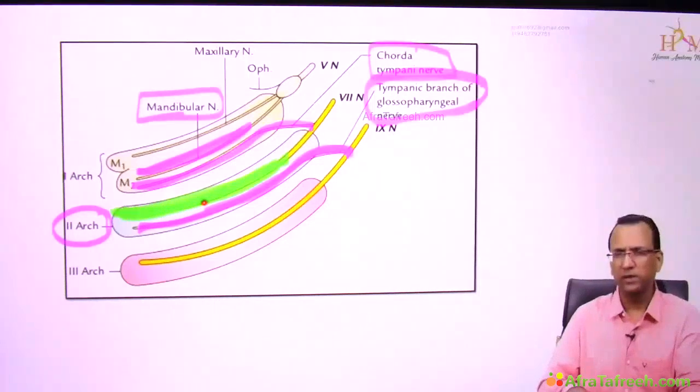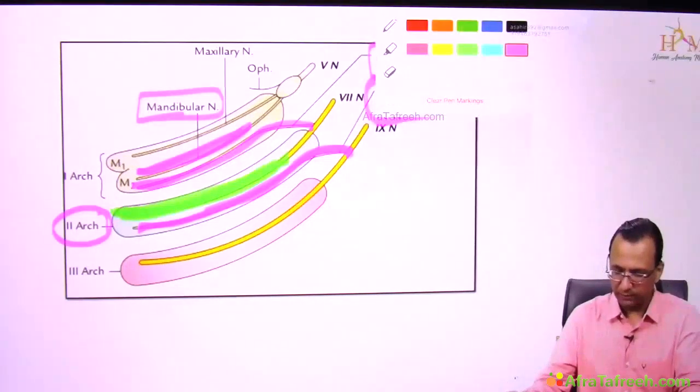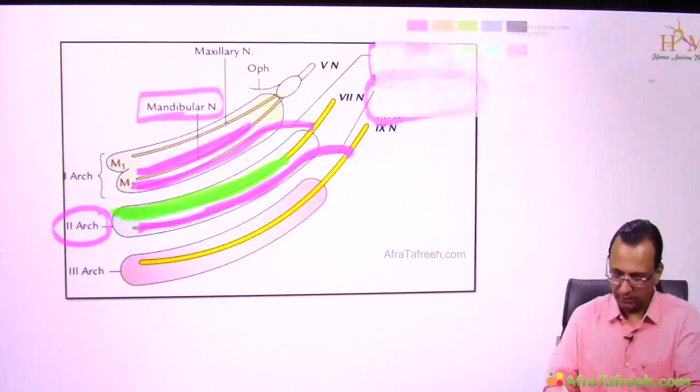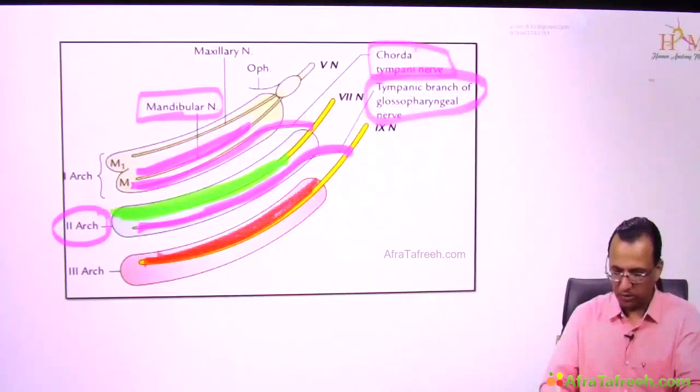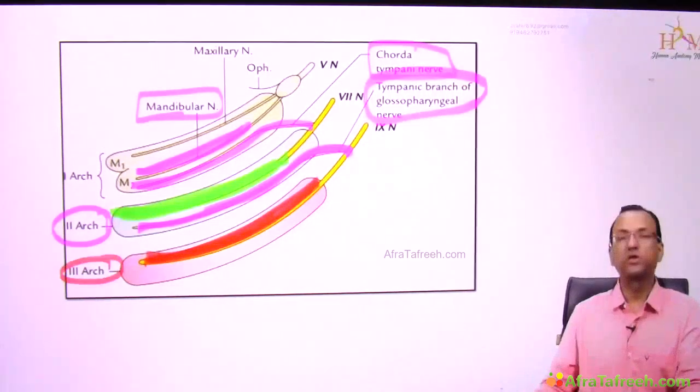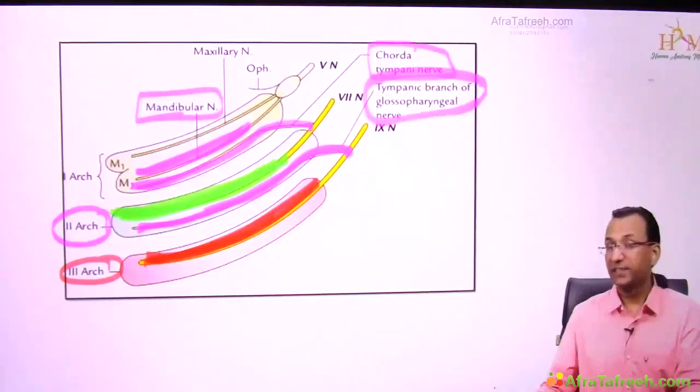And otherwise, what is glossopharyngeal nerve for? Otherwise, glossopharyngeal nerve is the nerve of the third arch. Nerve of the third arch. So glossopharyngeal nerve is the nerve of the third arch. Otherwise, yes, it is.